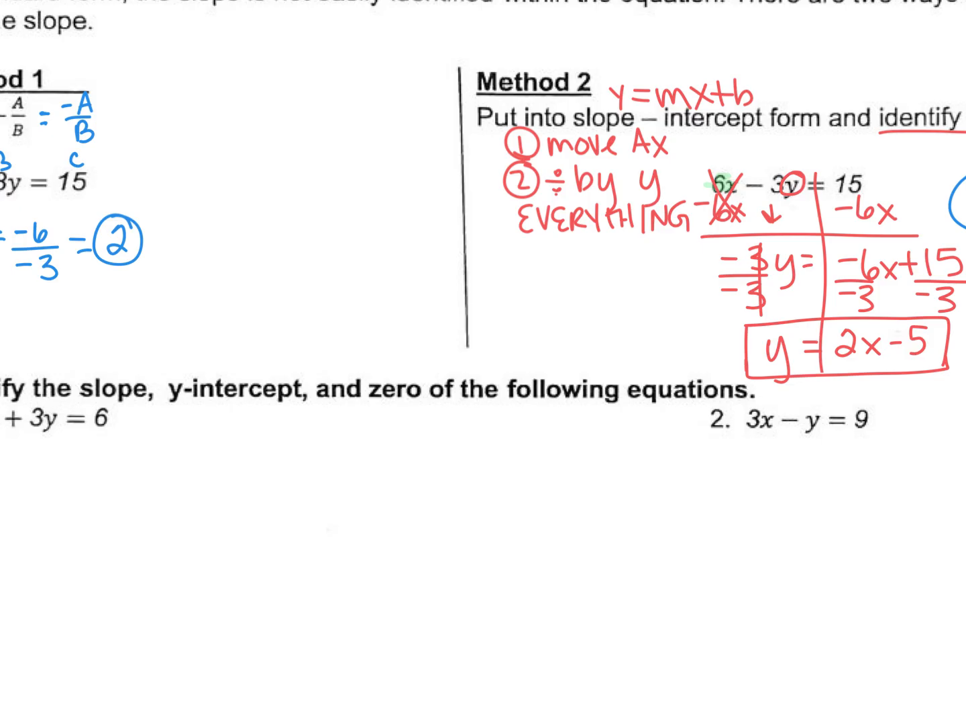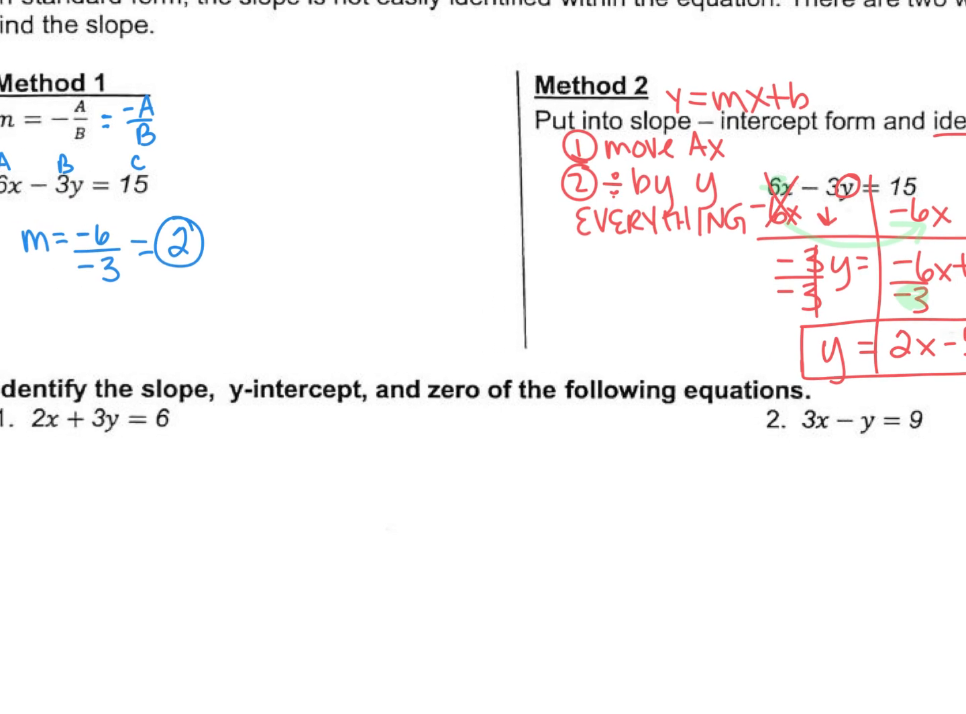So it was the same exact question. We got the same exact answer. We just did it 2 different ways. So let's explain what happened. On method 2, we moved that positive 6, and when we moved the positive 6, what did it become? It became negative. Oh, look, our 6 was negative over here. And then we divided by our b.